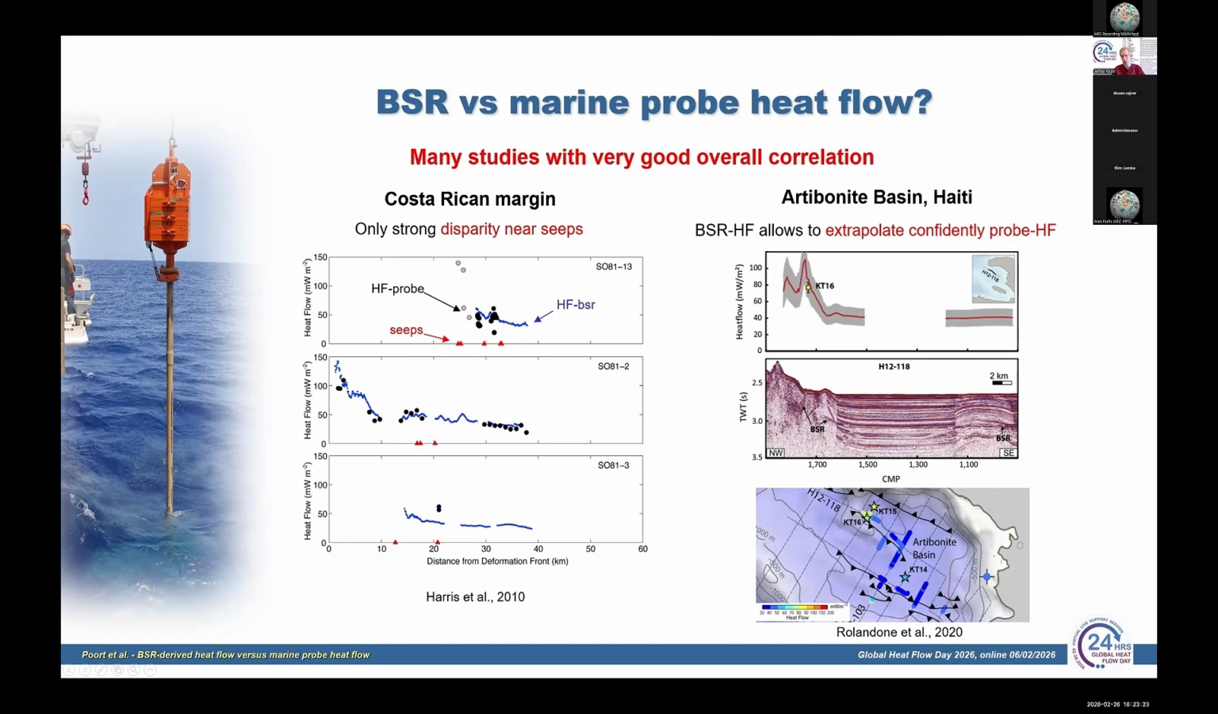Another example is from a study of me and my colleagues in the Artibonite Basin offshore Haiti. Here we didn't have a lot of heat probe data, but you see that our heat flow data fits very well with the estimates of the BSR that we observed. And the BSR in this case gives a very useful tool to extrapolate. We had in the basin only 3 measurements, but it allows us to extrapolate the heat flow in a larger area of the basin than only these 3 locations.